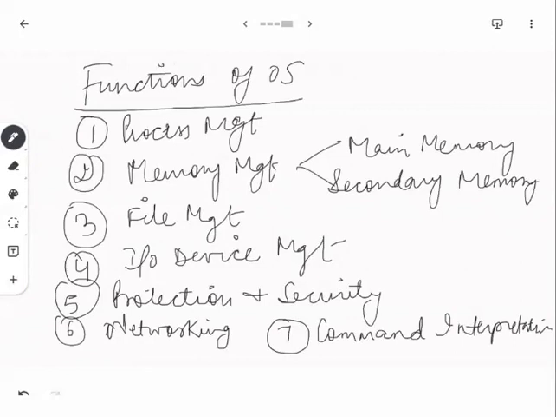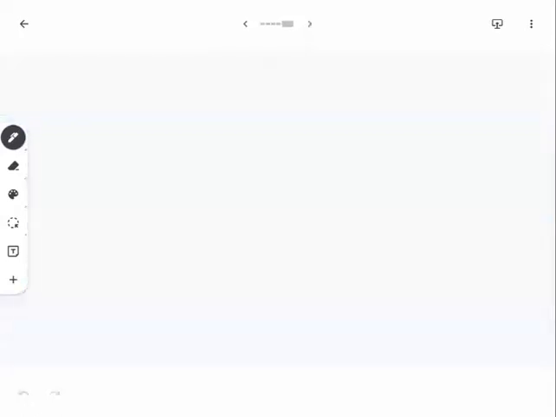So all these are the functions of operating system: process management, memory management, file management, input output device management, protection and security, networking, and command interpretation. These we'll be doing in a separate video in detail. For the time being, you should note that these are the primary functions provided by any operating system. Okay, now I'll give you a brief overview. What do we mean by process?